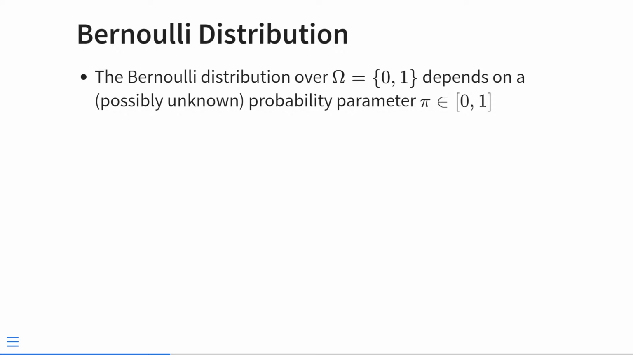And the Bernoulli distribution depends on a probability parameter. This can be denoted different ways. I'll call it pi. So pi is a real number between 0 and 1. People often use pi to denote an unknown probability because it starts with the letter P. This pi has nothing to do with the circle. It's not 3.1415. Probabilities have to be between 0 and 1.